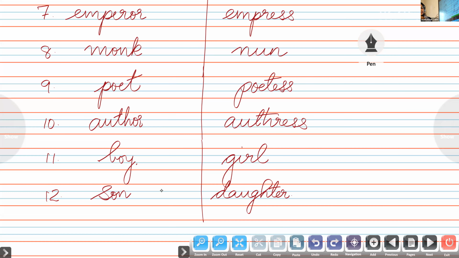So lion, it is lioness. Tiger, it is tigress. God, it is goddess. Host, hostess. Emperor, empress. Monk, it is nun. Poet is poetess. Author, authoress. Then boy and girl, son and daughter. That's why I've told you for each masculine gender, there is an opposite feminine gender. So each masculine and feminine gender has to be learned well.